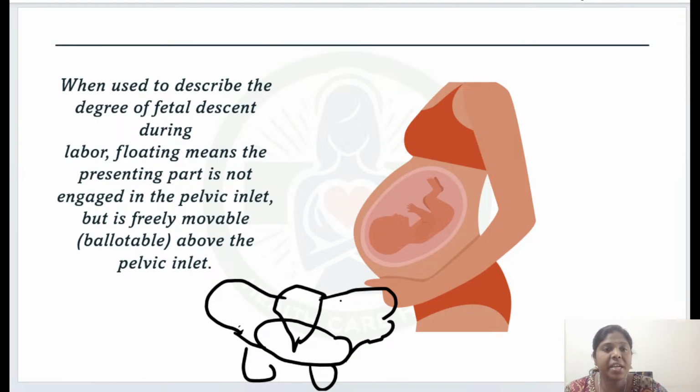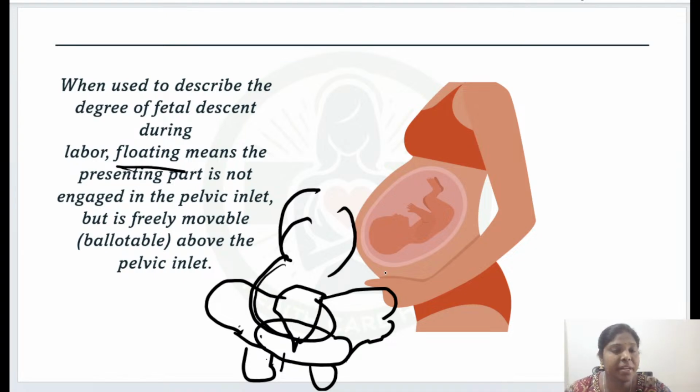So when we are describing the fetal descent during labor, floating means till now the baby's head is not at all engaged. Once it is engaged and descending down, then the head will not be floating. So if it is not engaged, we call it floating, meaning it has not yet reached and engagement has not yet happened.